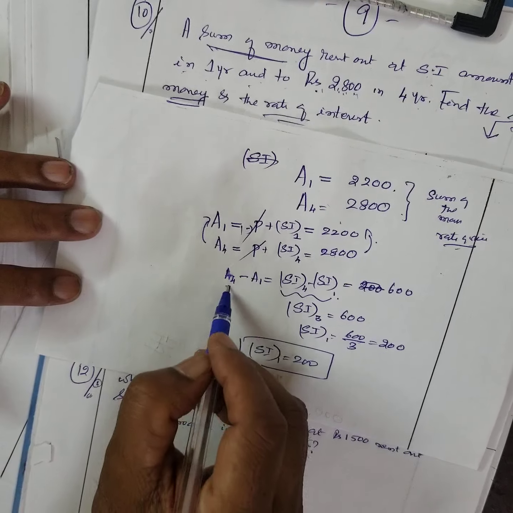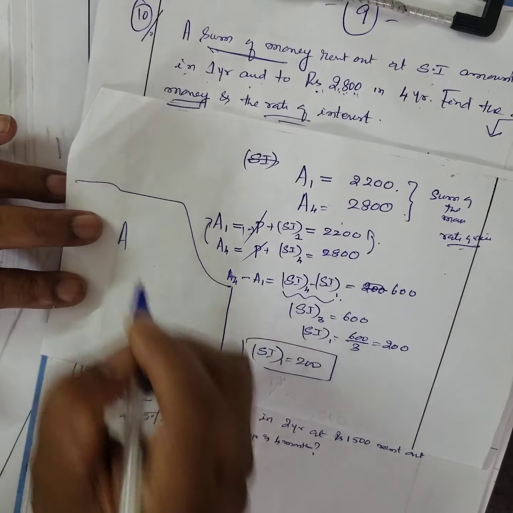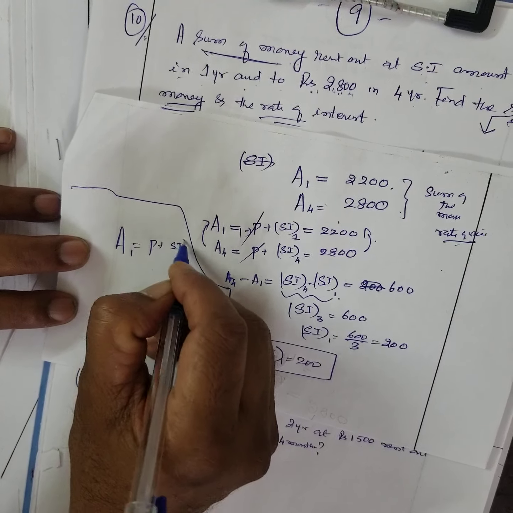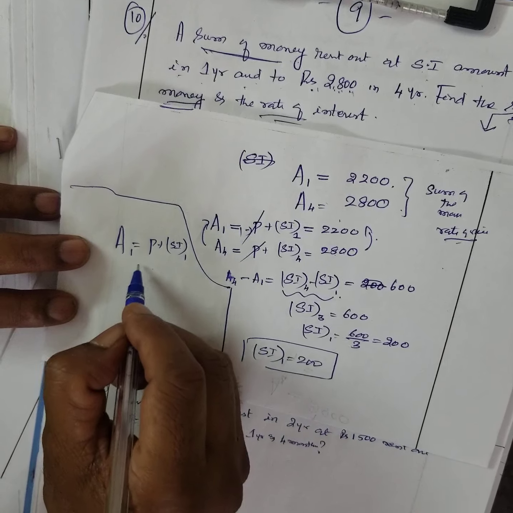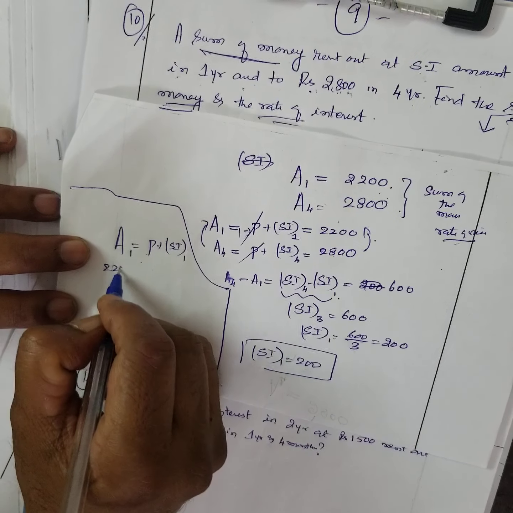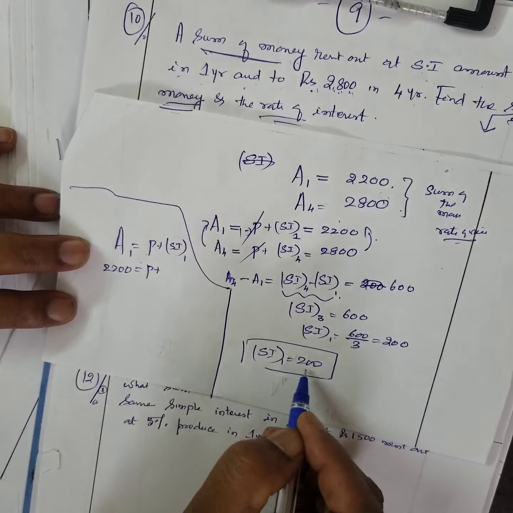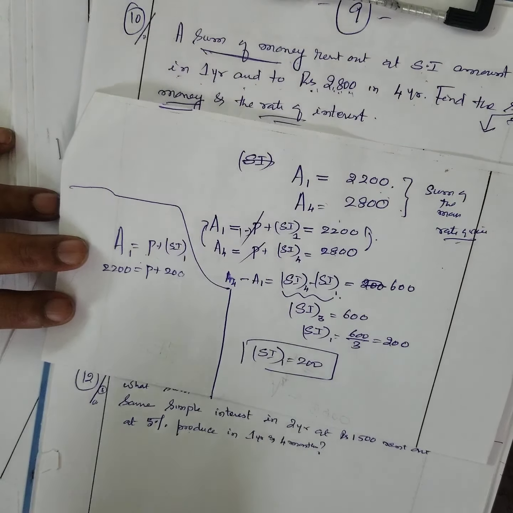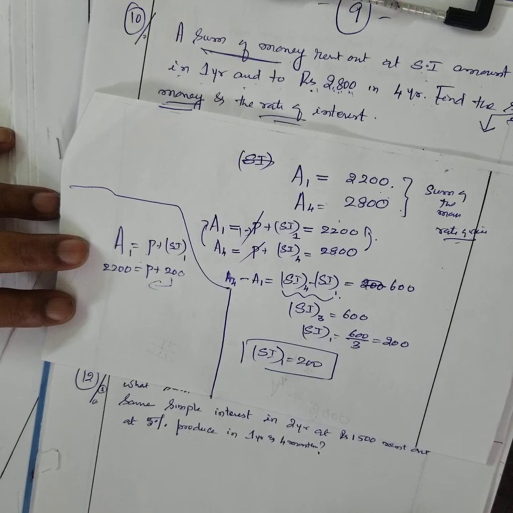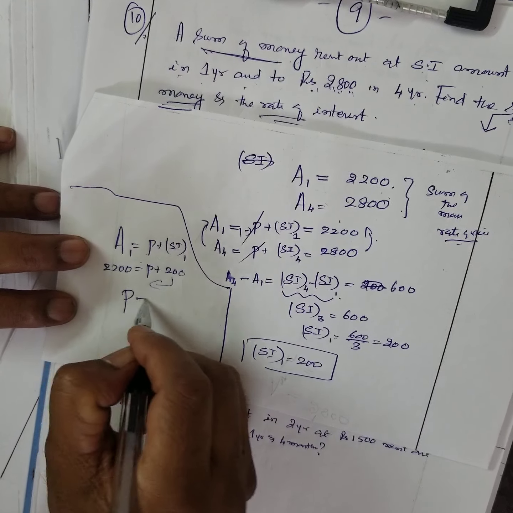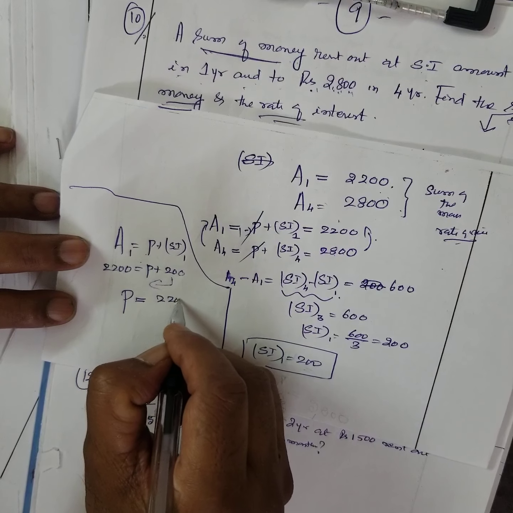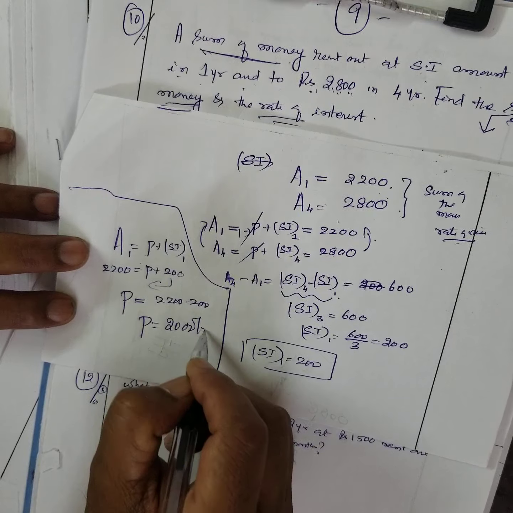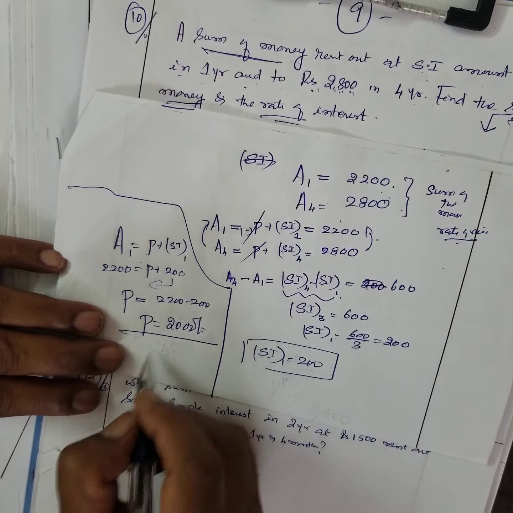Now, I'll write it here. The amount for the first year is equal to principal plus simple interest for 1 year. That is, amount is how much? 2200. Principal plus simple interest for first year, which is equal to 200. Then you bring this to the other side. As a result, principal is equal to 2200 minus 200. Therefore, principal is equal to 2000. You are going to get it.